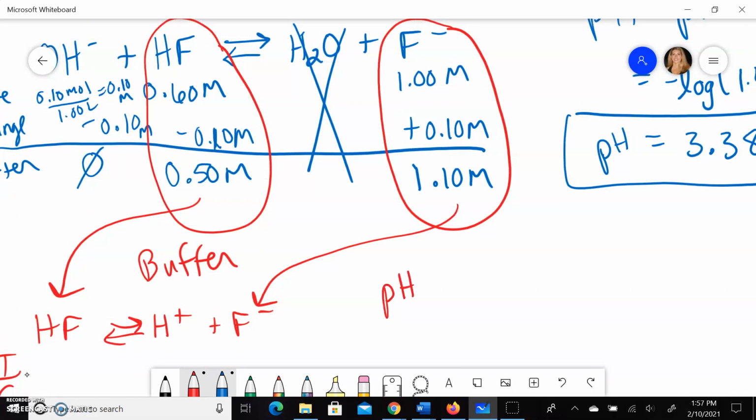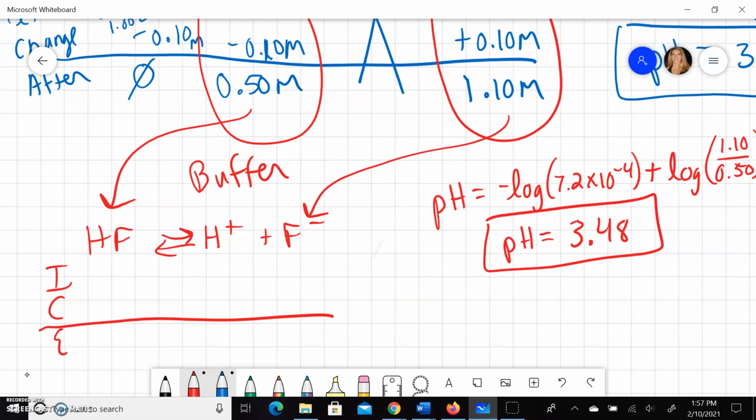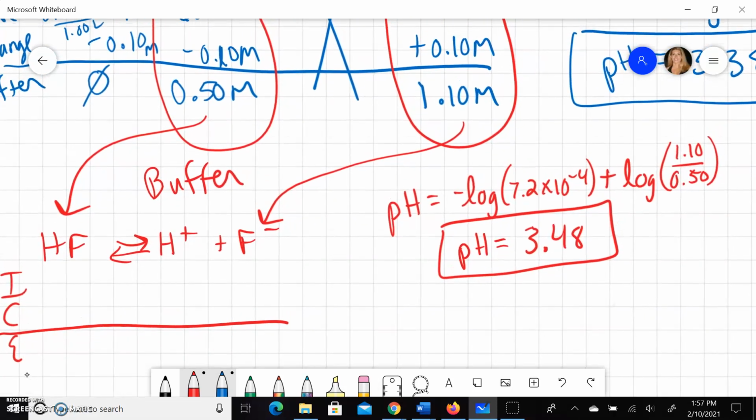So now we have pH is equal to the negative log of the Ka, which was 7.2 times 10 to the negative 4th, plus the log of the weak base, in this case 1.1, over the weak acid. And you just plug it all into your calculator. And if you had done the ICE table, you would end up with the same thing. So you would just plug in those amounts, you would do your minus x plus x. X is going to end up being the concentration of H+, and then you can take the negative log and you'll still get 3.48. And those were the examples for today.